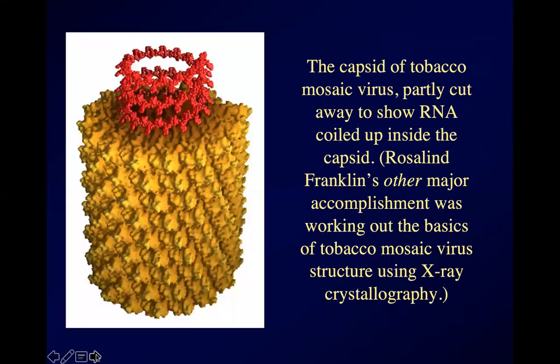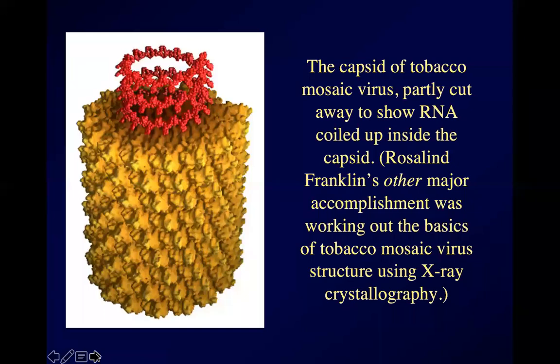Oh, Rosalind Franklin's other major accomplishment, aside from working out the double helical structure of DNA, was that she used X-ray crystallography to work out the basics of tobacco mosaic virus structure. That in itself would have been worthy of a Nobel Prize. And it's really a shame that she died young, because I think that may have been the first virus whose structure got worked out in that kind of fine detail.